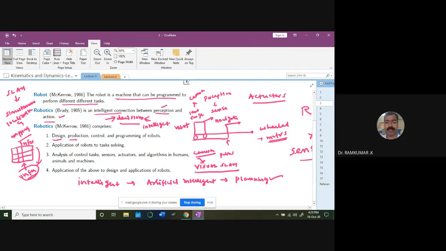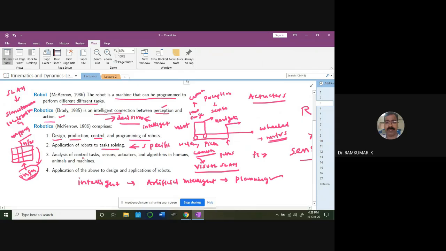the design, production, control, and programming of robots. Okay? So the application of robots to task solving, specific tasks. The robots can solve some specific tasks like welding, painting. It can even do operations like pick and place objects.